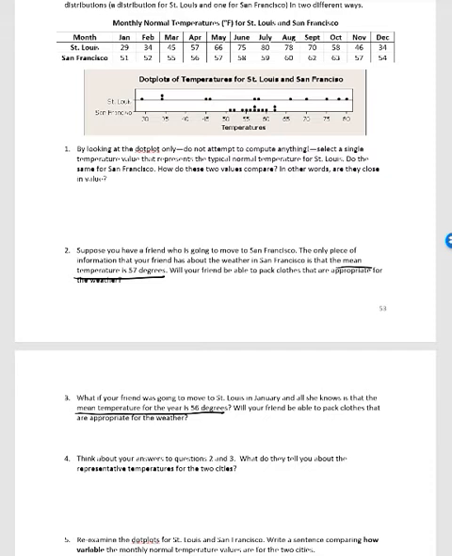So, do you think that she'd be able to pack appropriately given this information? Would she be able to pack appropriately given this information? And then, what does that tell you about how well this average represents the city of San Francisco's temperatures in general? And what does it tell you about how well this average represents the temperatures in St. Louis in general?